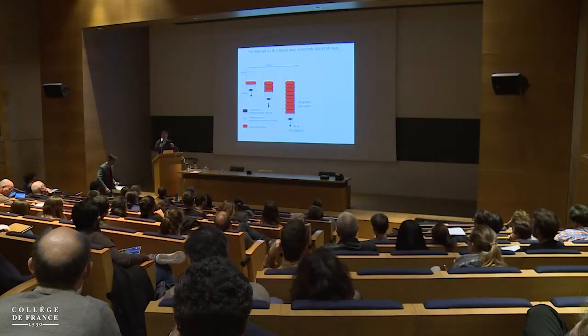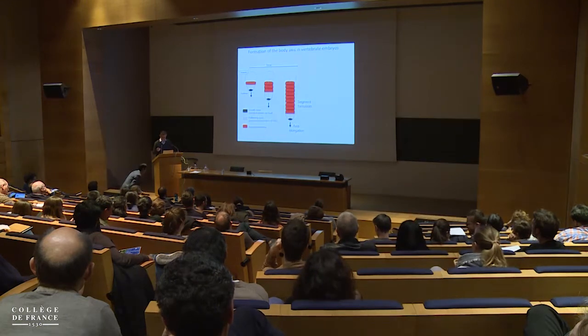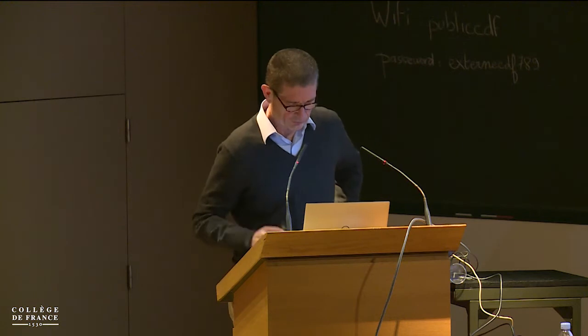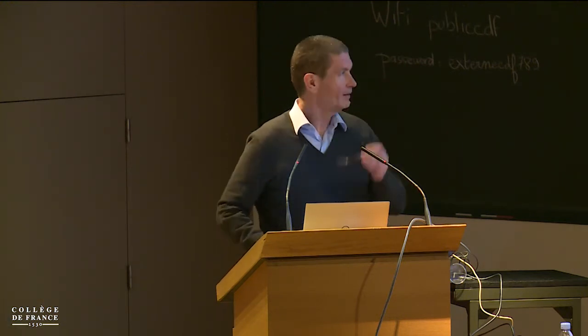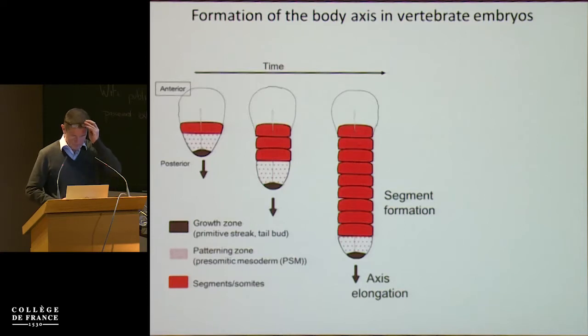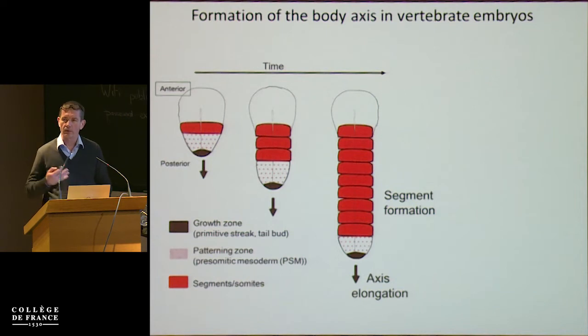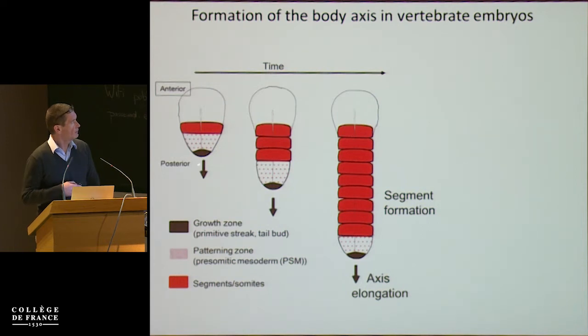Okay, so thanks, Thomas, for the invitation, and I apologize for the pompous title. That's the only way I found to not tell what I was going to talk about, because I wasn't sure. So today I want to talk about the process whereby the body axis is formed, which is called elongation in vertebrates.